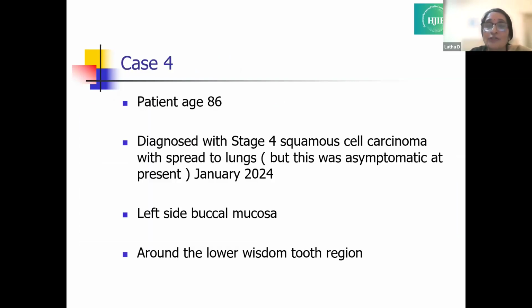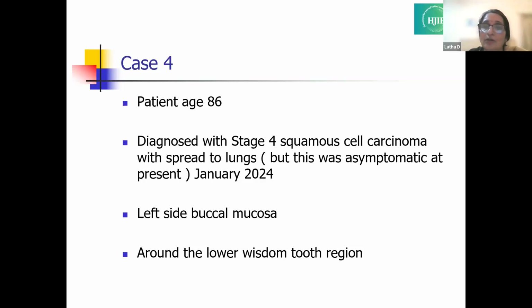Now we go to the fourth case. I will come back and explain the concepts behind the repetition and choice of potency again. Case 4 comes to me in stage 4 of squamous cell carcinoma of the buccal mucosa, left side, around this region, lower wisdom tooth. Around this region, he developed the cancerous lesion and was asymptomatic for some time, and then it became extremely severe in the last 1 or 2 months.